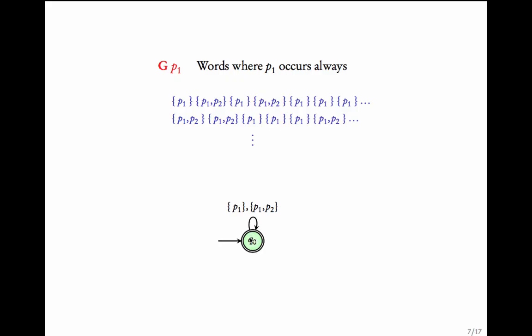The only letters it can read are the set P1 and the set P1, P2. If it encounters a letter which does not contain P1, the automaton cannot read that letter. So this is a non-deterministic Büchi automaton. And the automaton has an accepting run only on the words that satisfy GP1.